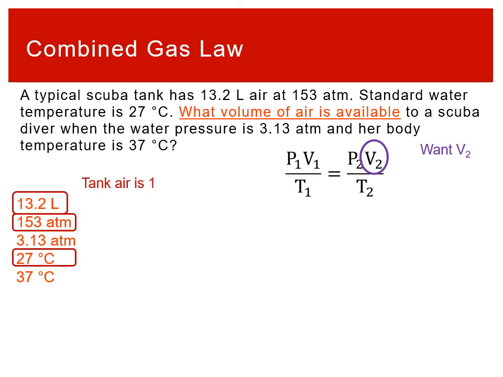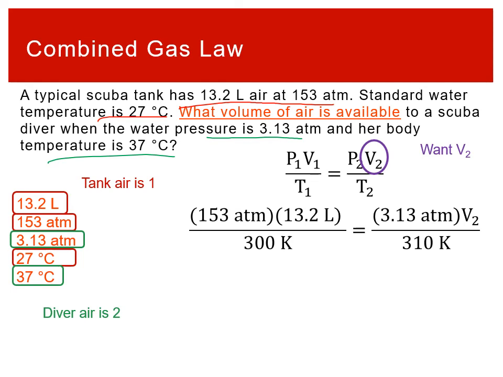Again, tank air is 1. So basically the tank, we're explicitly told 13.2 liters and 153 atmospheres. We then do have to know that the tank is in the water to know that that's the temperature of the air inside of it. But they're all listed together. That's that information. And then everything else is going to be for the diver. So the diver's in the water, so she's experiencing that pressure, and the temperature of her lungs is her body temperature, so that's going to be the temperature of the air inside of there. So again, those are associated with that.